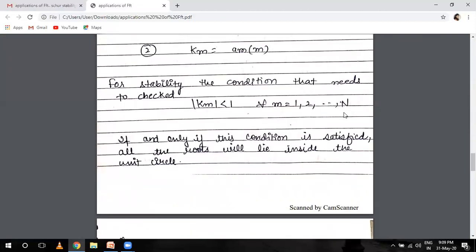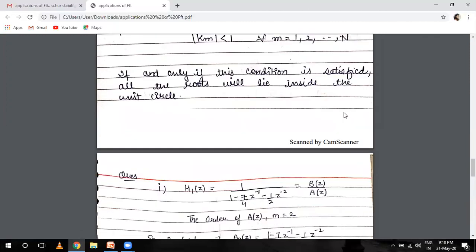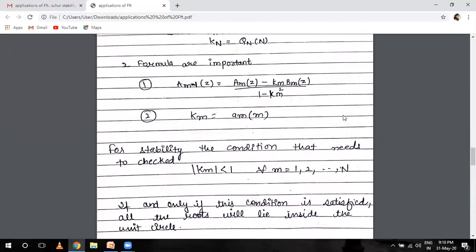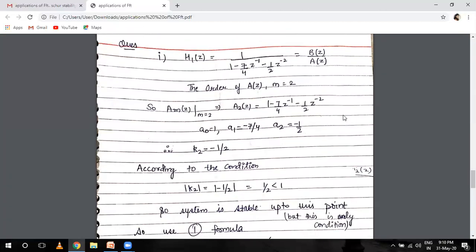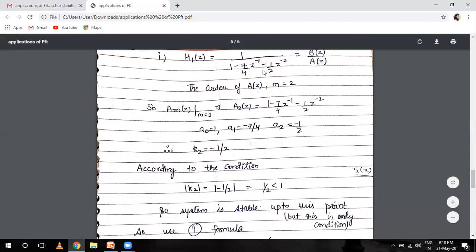After checking this stability condition, we will check whether the system is stable or not. So see, we have taken an example. H1(z) is equal to 1 minus 1 upon, 1 minus 7 by 4 z inverse minus 1 by 2 z inverse. This is B(z) by A(z). So the highest order of A(z), with 1 minus 7 by 4 z inverse minus 1 by 2 z to the power minus 2, what is the highest power? m is equal to 2.